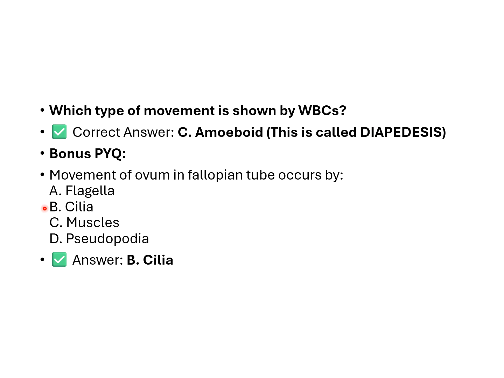Okay, now one more PYQ, let's look at it. Movement of ovum in fallopian tube occurs by flagella, cilia, muscle, pseudopodia. The answer would be cilia, right? Because oviduct is lined with ciliated epithelium and it helps in moving the ovum, right?